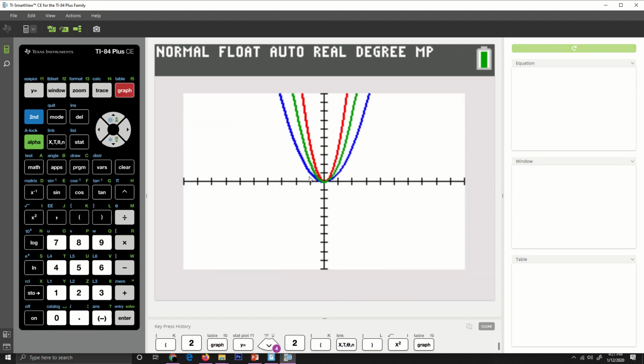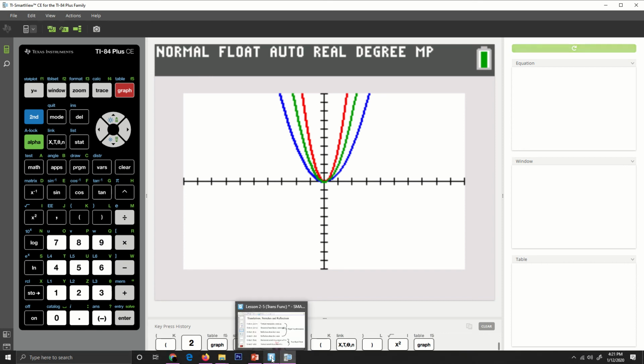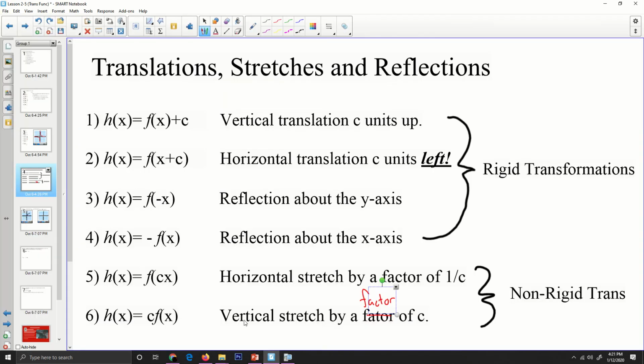So stretching it up, it's taken this point 1, 1, and it's changed it to the point 1, 2. The point 2, 4 has been stretched to the point 2, 8 right there. And so even though they are similar, they are certainly different types of functions. All right, so let's talk some examples here.